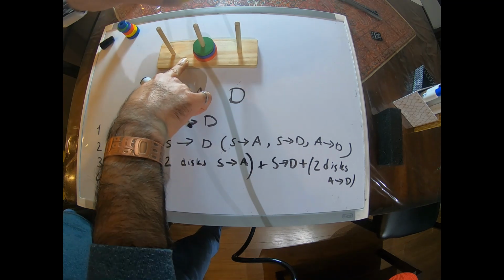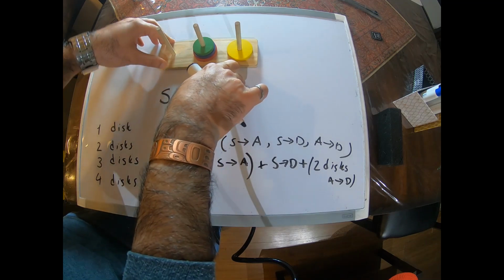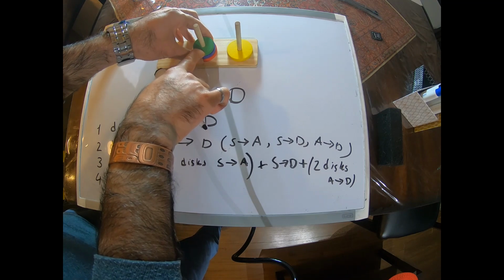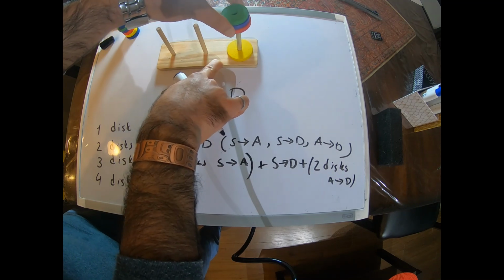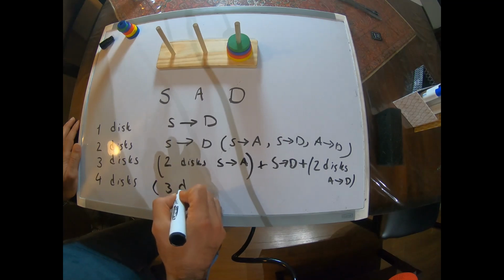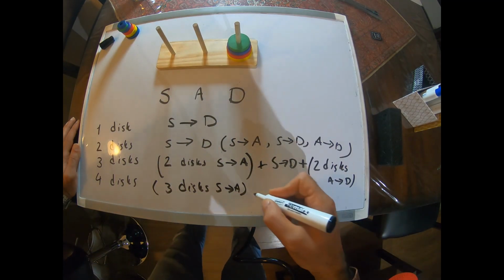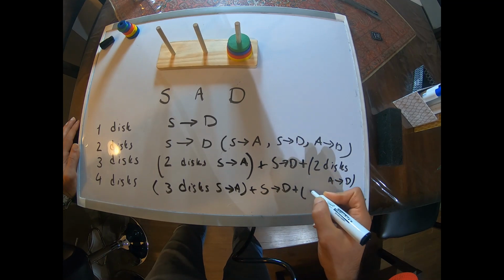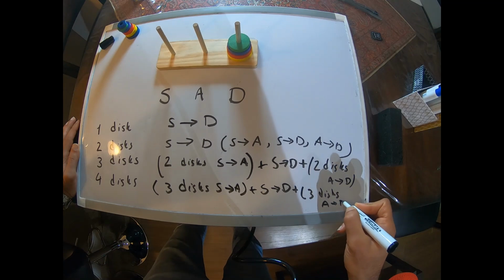And then I'm just gonna move the last disk here from source to destination. And then again, the problem is moving 3 disks from the auxiliary rod to the destination rod. So if I have 4 disks, what I need to do is move 3 disks from source to auxiliary, and then move the last disk from source to destination, and move 3 disks from auxiliary to destination.